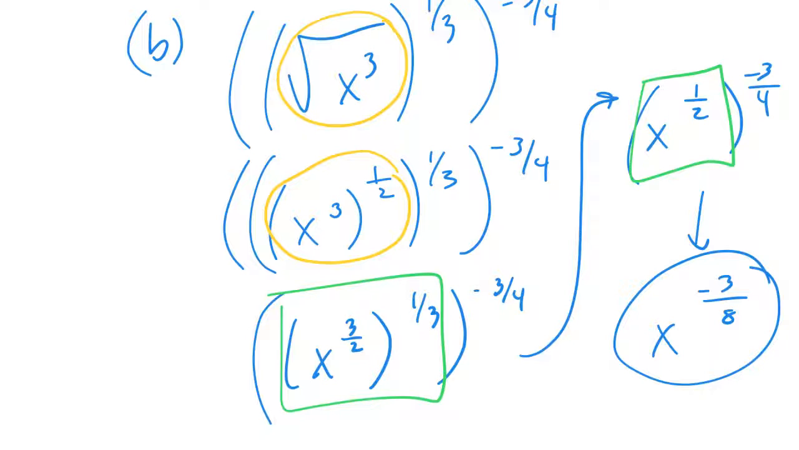3/2 times 1/3, the 3's cancel, 1/2 is left over. 1/2 to the 3/4 is 3/8, carrying down the negative sign. Fractions, fractions, fractions. Got to know your work with fractions. Got to know how to add, subtract, multiply, divide fractions, LCDs, all this stuff, right? But also now taking all those fraction rules and putting them in with exponent rules at the same time.